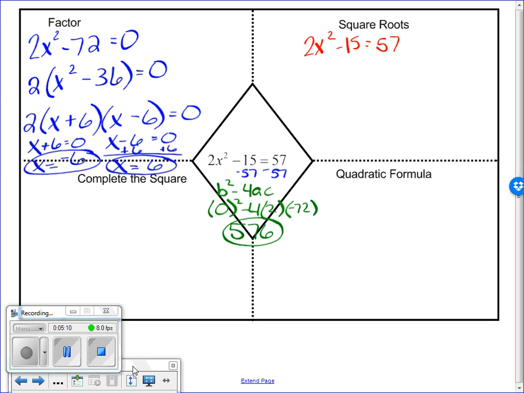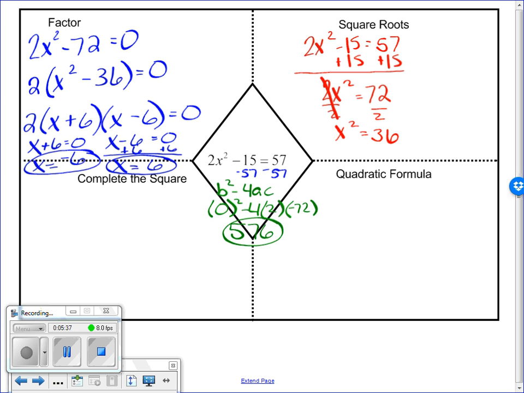All right, so there was the original problem. If I'm trying to get the x squared by itself, what? Good. Let's add the 15. So we get 2x squared equals 72. Then divide by 2. I can't square root yet. I got to get the squared term by itself. So x squared equals 36.